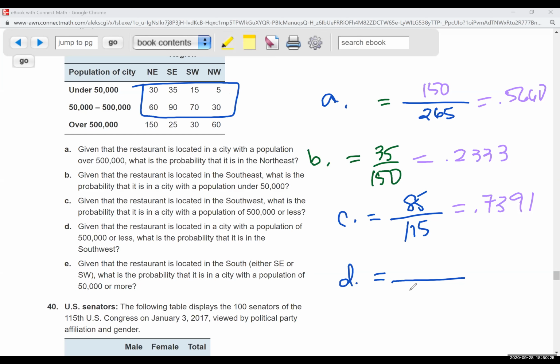And that is 335. And then you said it is in the Southwest, 85. So Southwest among these two rows, that is 15 plus 70 is 85. So the answer is 0.2537.